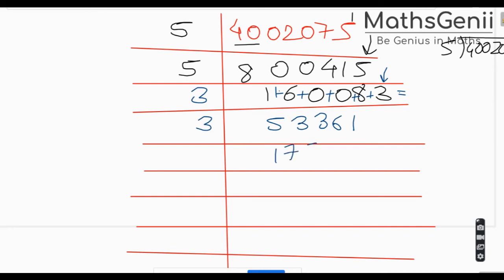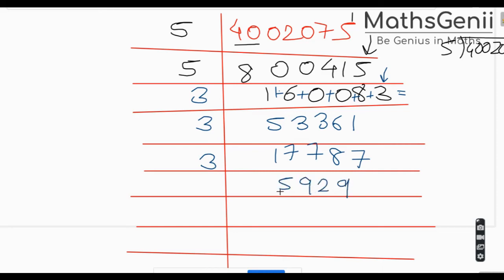1, 7, 7, 8, 7. So again, let's check for 3. 1 plus 7, 8. 8 plus 7, 15. 15 plus 8, 23. 23 plus 7, 30. So 30 comes in 3's table. So I can divide it by 3 again. So it comes out to be 5, 9, 2, 9.